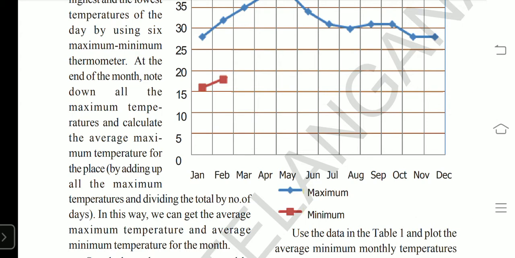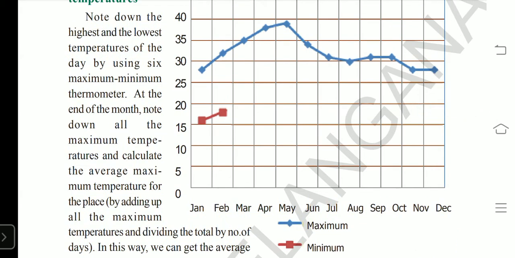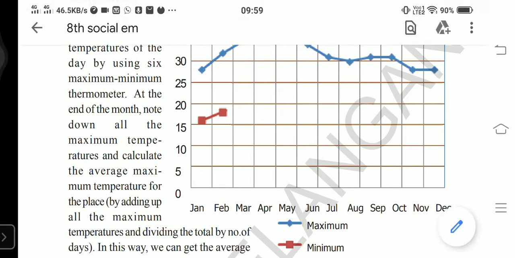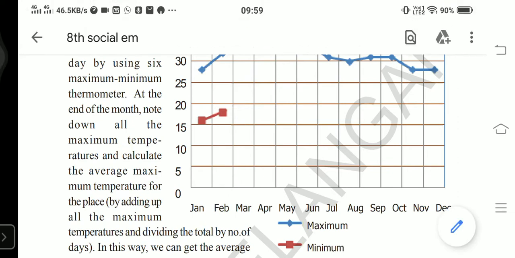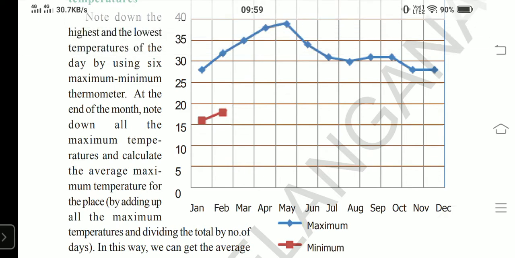How? For example, see, in January the maximum temperature is between 25 and 30. So approximately we call it 26, or 27. Whatever it may be, let us assume that it is 27, right? Then what is the minimum temperature recorded in the month of January? That is 15 degrees Celsius. Understand? How do we get this?